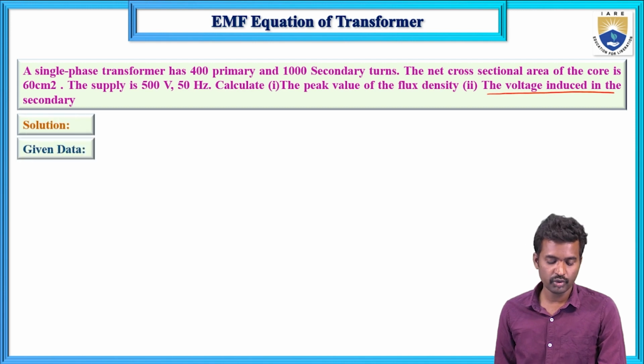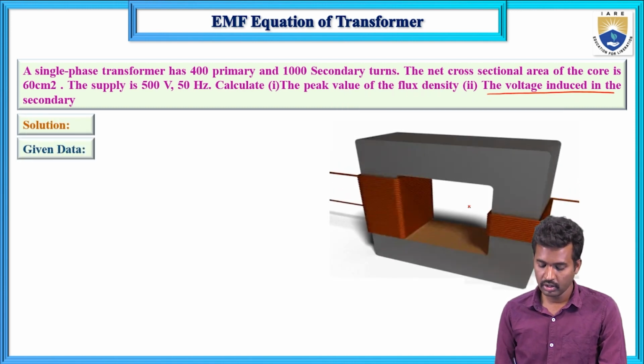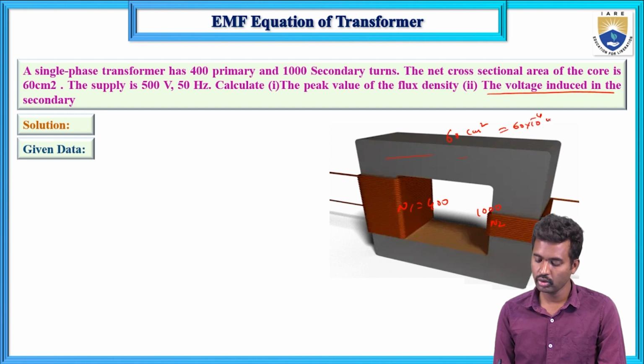The solution for this one. First, this is the given data. Secondary winding turns N2 equals 1000 and primary winding turns N1 equals 400. Now here the cross-sectional area equals 60 centimeter square, that equals 60 into 10 power minus 4 meter square. Now from this, the maximum value of flux density. The supply frequency equals 50 hertz.